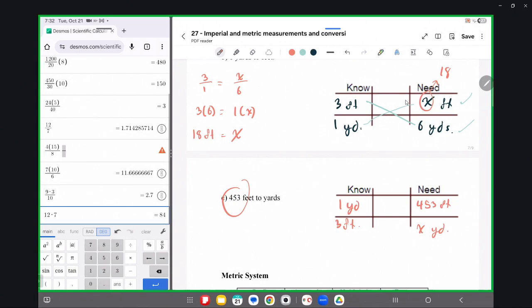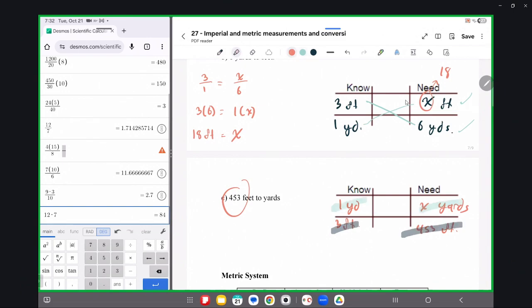I know that my ratio is not going to be correct because I noticed that when I set up my chart, it says feet and yards, but they have to be the same. So that way I know this is not going to be correct, and it has to be the other way. Okay, so we know we did this right because we can see that we have feet and feet, and yards and yards.